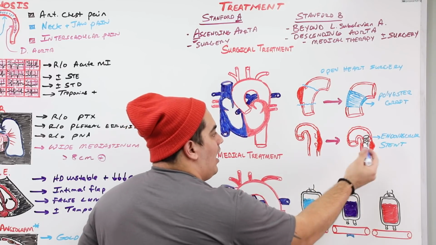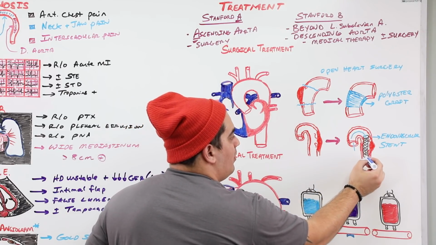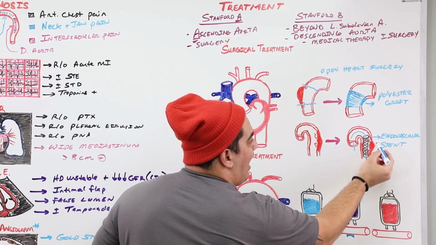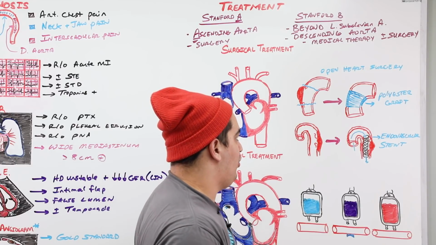And that stent allows blood to continue to flow through the true lumen via the stent and not outwards into that false lumen. So that's another option that you can explore.